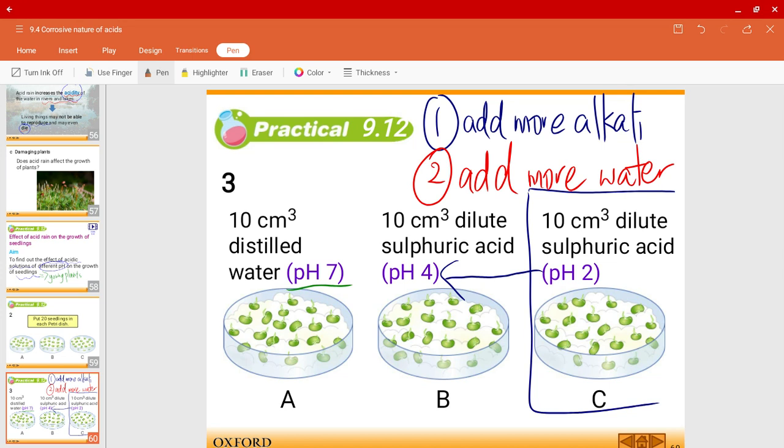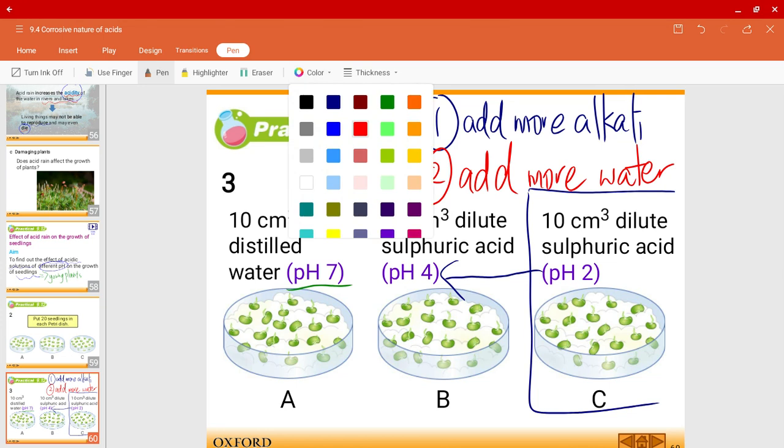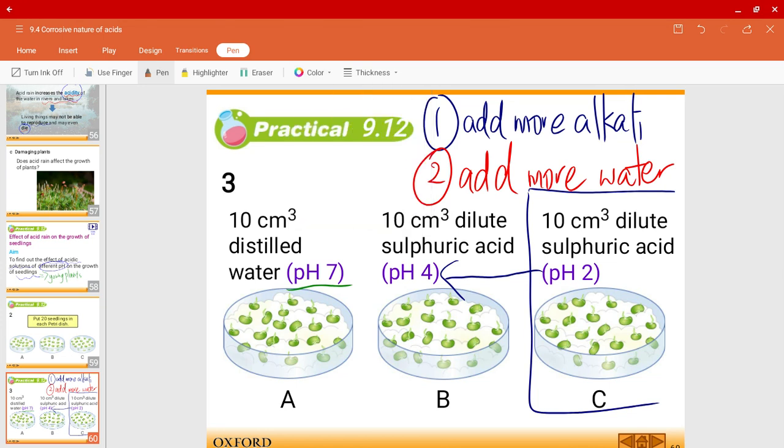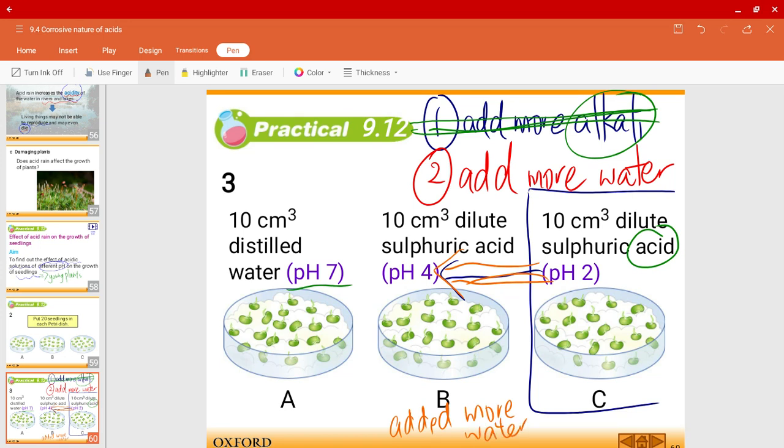Now, which one would be a better choice? If I add more alkali, what would happen? If I add alkali to an acid, there might be neutralization occurring, right? So if neutralization occurs, there'll be salt and water being formed, and that is not what we want. We want to remain it as sulfuric acid. So what we do is add more water in order to increase the pH. So in B, basically we have added more water, hence why the pH is pH 4.